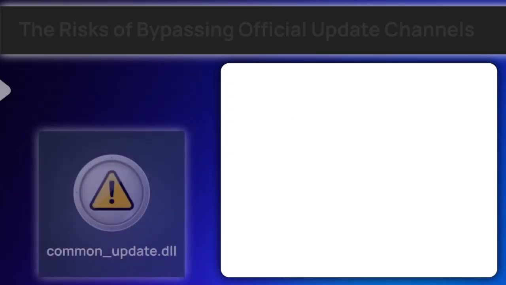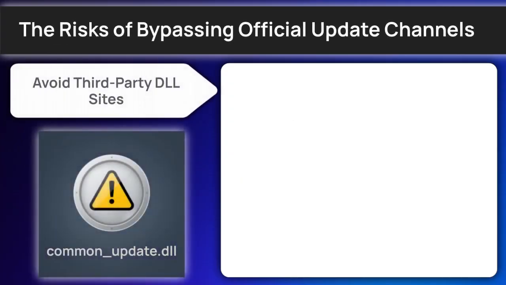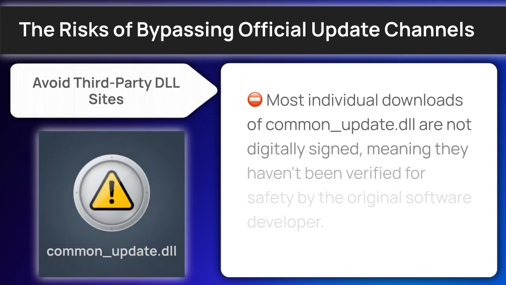To avoid future system conflicts, there is one specific security trap we should discuss. Do not let a minor runtime error escalate into a total system rebuild by attempting to force install Common Update Module DLL into directories where it does not natively belong.